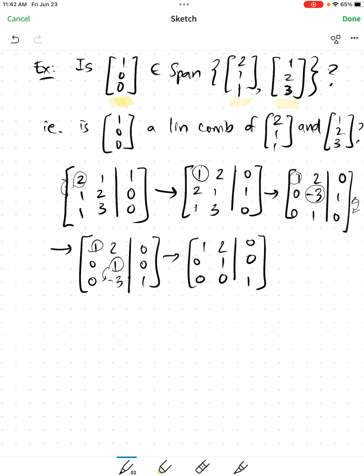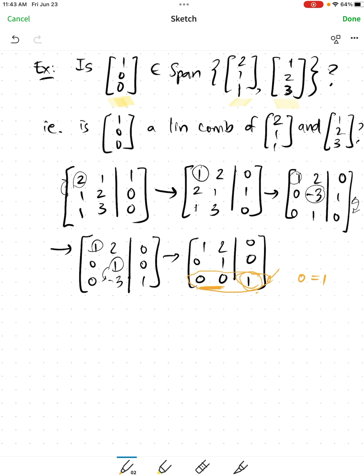And so what does that tell me? Does the system have a solution, or does it have no solutions? It has no solutions, because you can see this bottom row, I have zeros in the coefficient part, but I have a non-zero number here. So this bottom row just says 0 is equal to 1, which is not possible, obviously, because 0 is not equal to 1. And so the system has no solutions, so the answer is no.